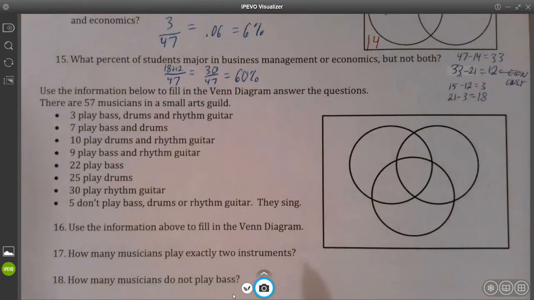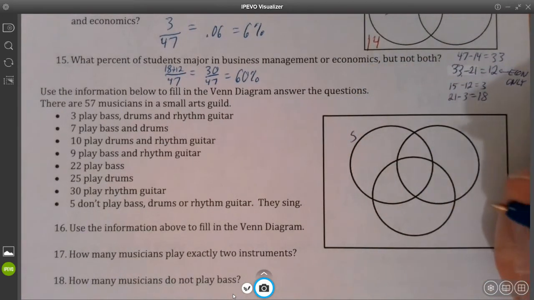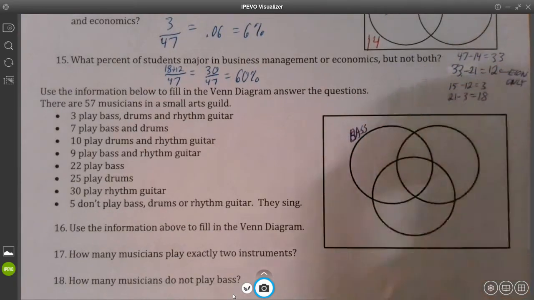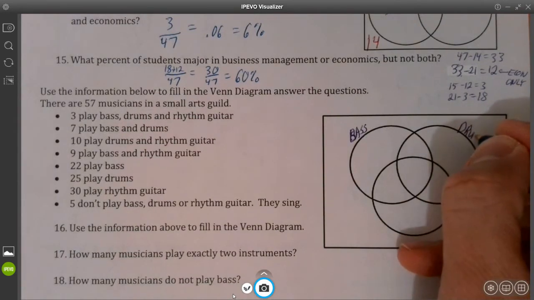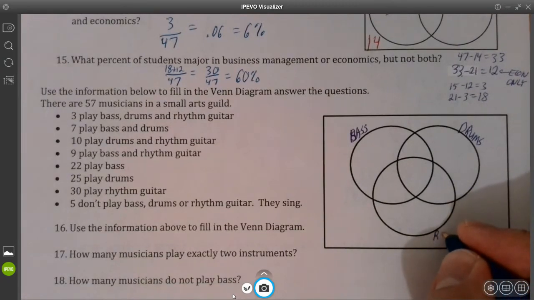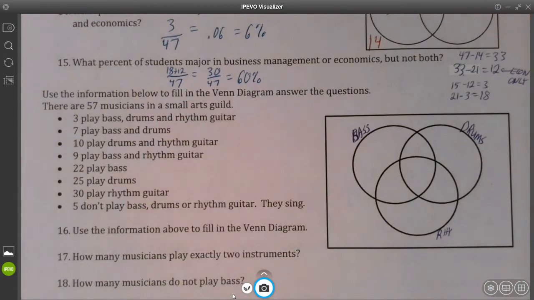And so we're going to need to label some circles here. So let's start with the purple pen, and we're going to call this one bass. Bass does not start with an S. B-A-S-S, bass. Drums. And R-H-Y for rhythm guitar. All right. I'm not going to write down my work on this one. Feel free to if you want, but I am not. I'm just going to read this, and we'll just put the numbers in the right place.